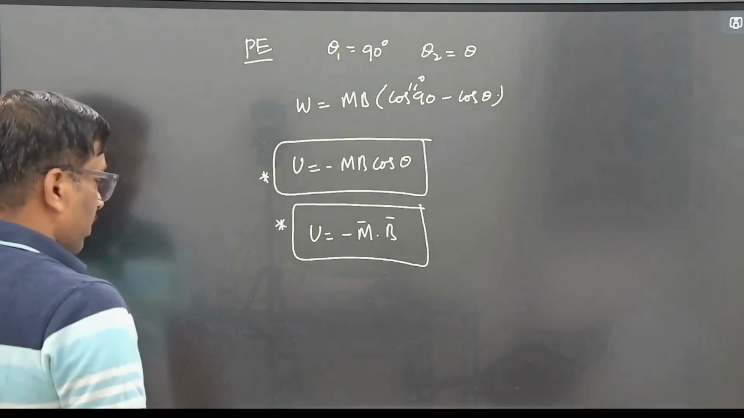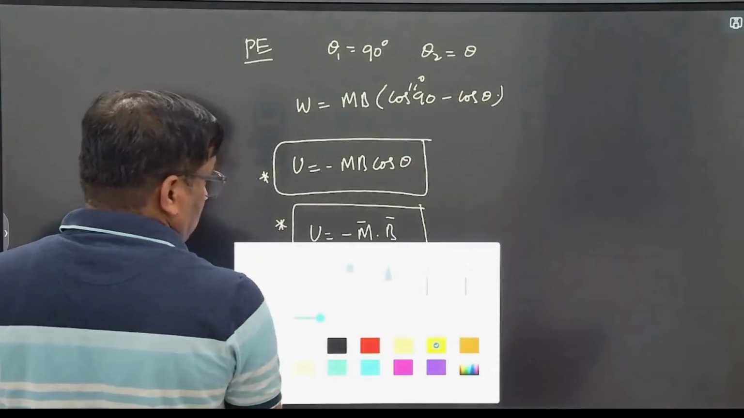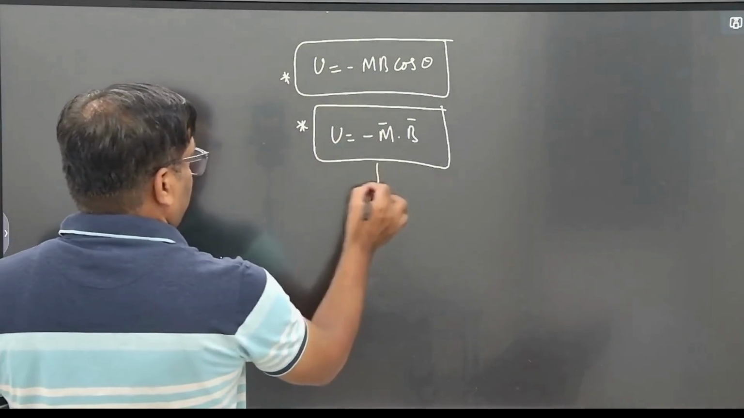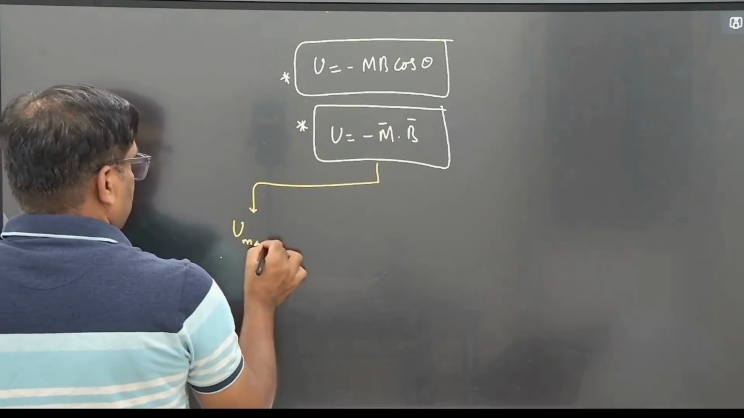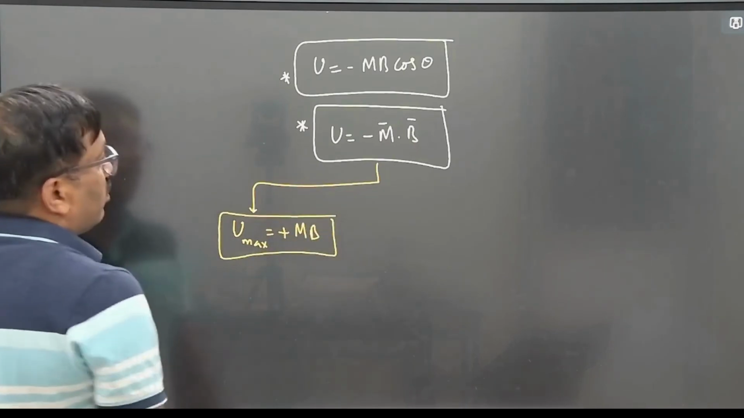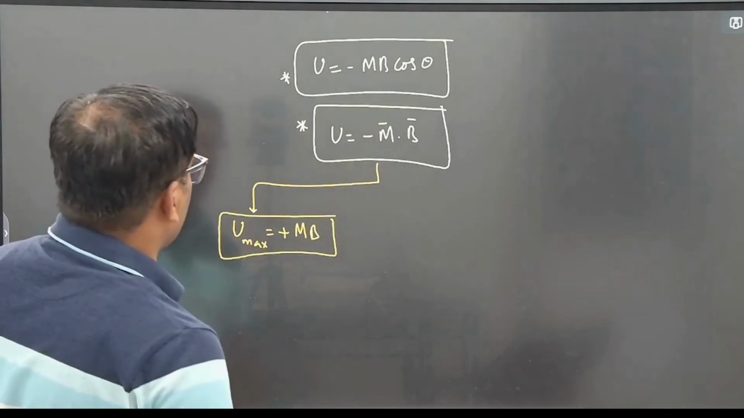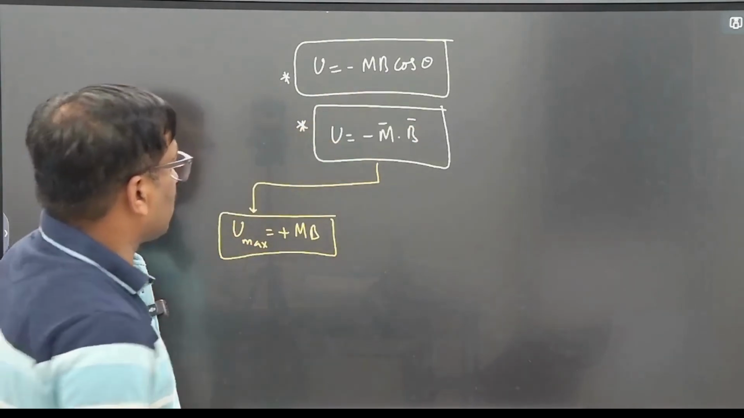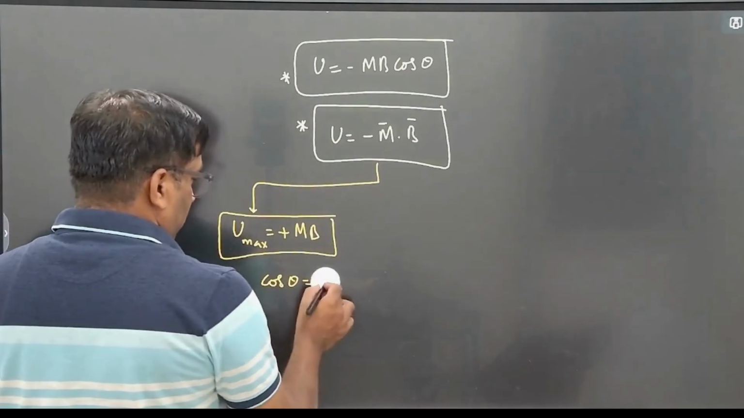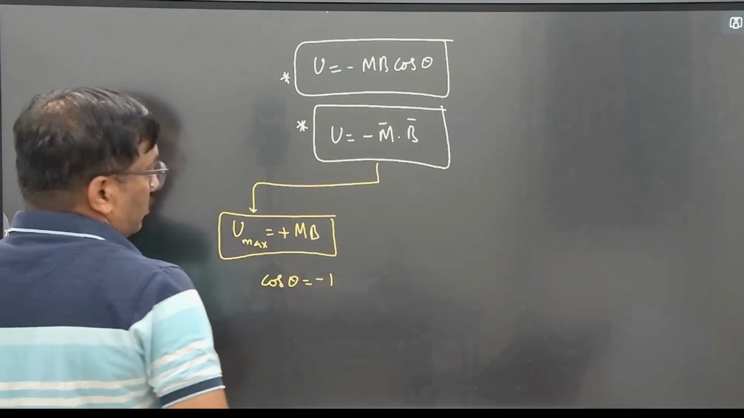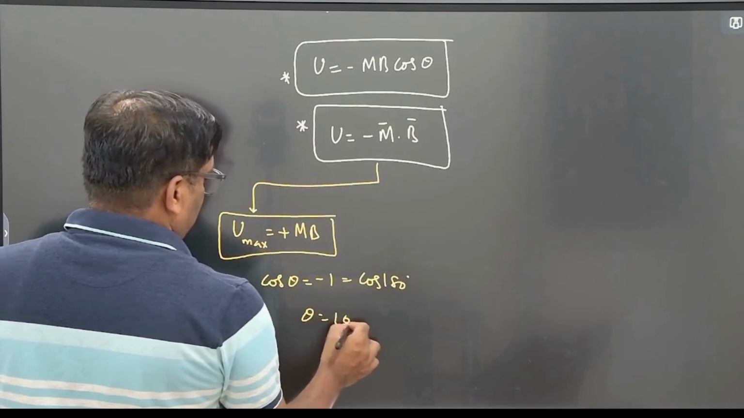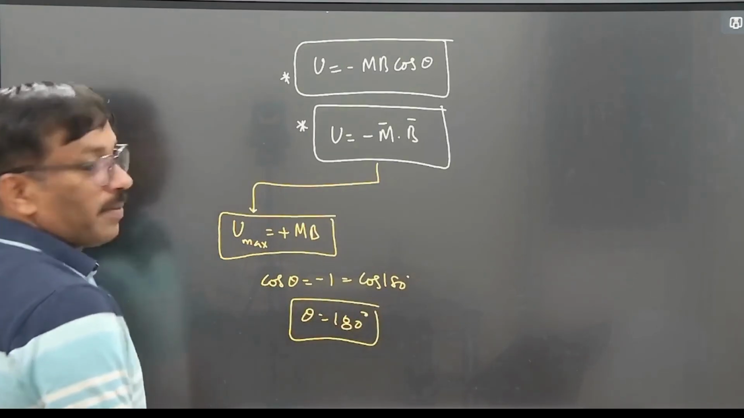When will the potential energy be maximum? Potential energy is maximum when it is plus mB. What will make it plus mB? Here cos theta should be equal to minus 1. Cos theta is minus 1 at 180 degrees. Theta is equal to 180 degrees, so the potential energy will be maximum.